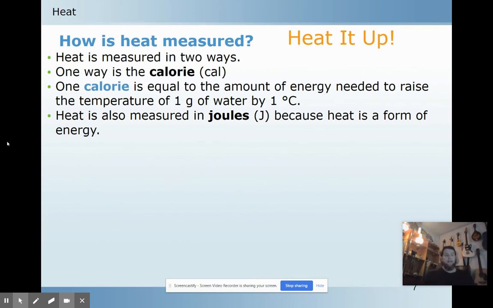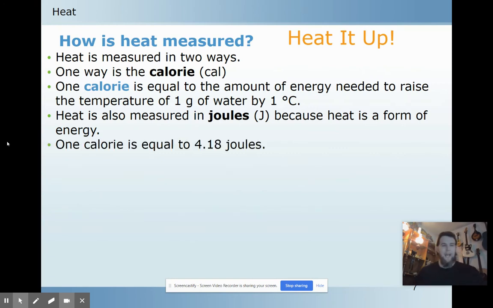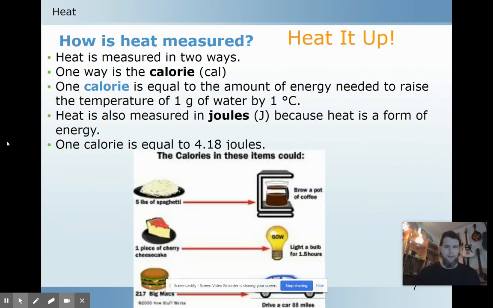So we also said that heat is measured in joules. Because heat is a form of energy, we do measure it in that sense as well. So 1 calorie is roughly equal to 4.18 joules. And when you see how many calories are in a certain food, it's telling you this much energy is going to be needed to burn off this food. It's a really neat way of measuring it, and it has these really broad implications.